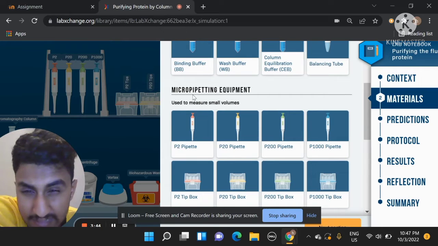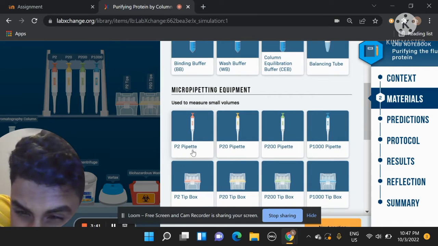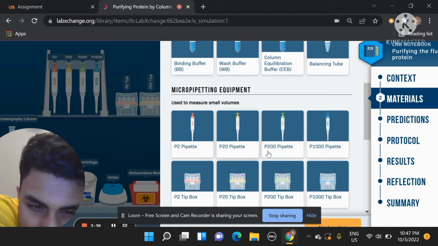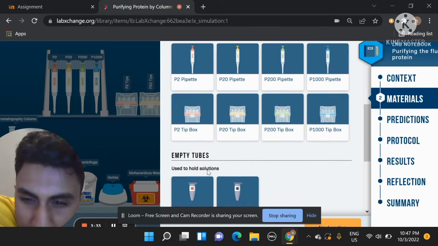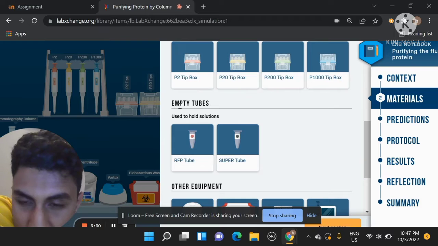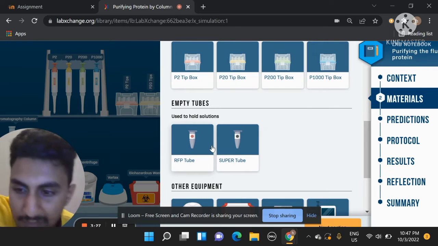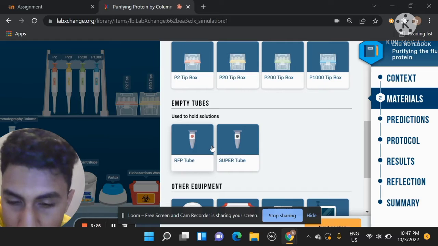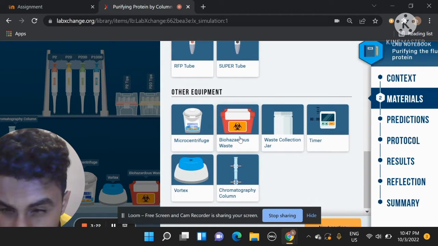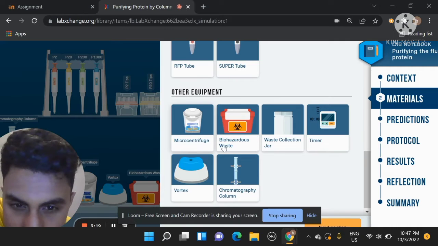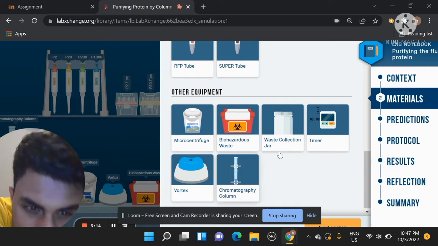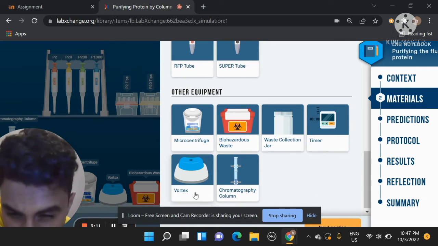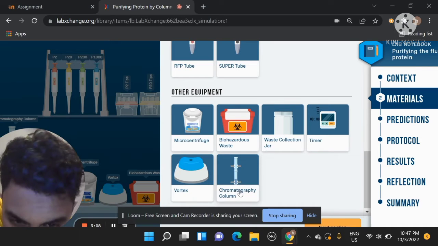Then for the micropipetting equipment, we need a P2 pipette, P20, P200, P1000, then the tip box for every pipette. We also need empty tubes, which are labeled as RFB tube and super tube. Other than that, we also need a microcentrifuge, biohazardous waste, waste collection jar, timer, vortex, and chromatography column.